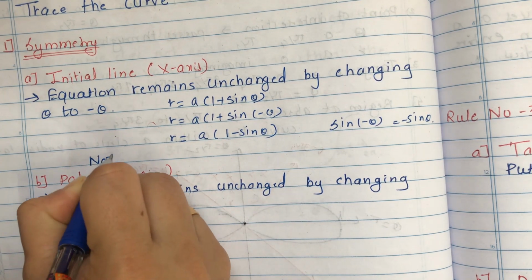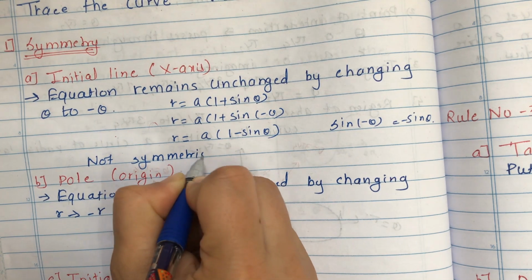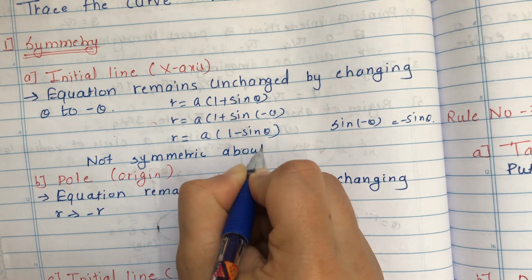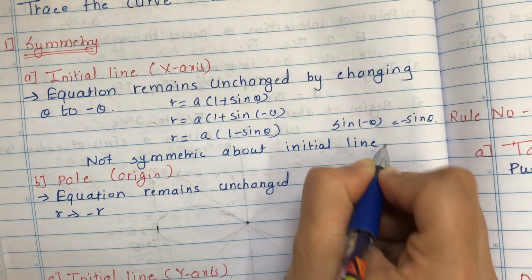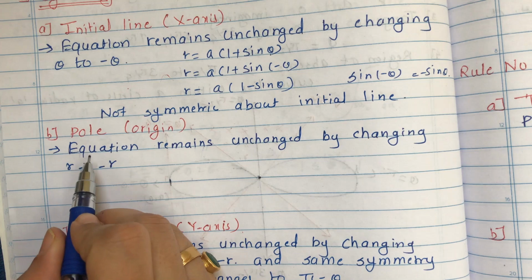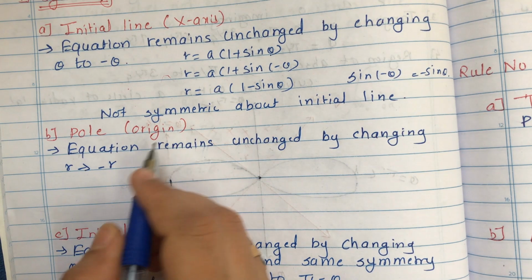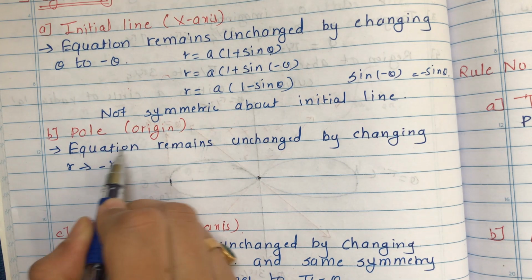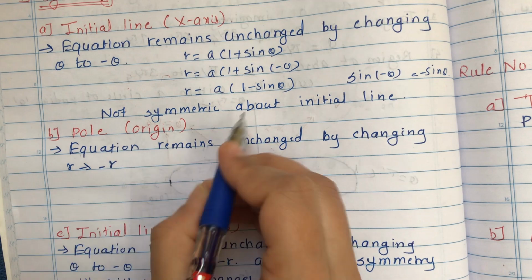So we can write: not symmetric about initial line. Then we will check whether the curve is symmetric about the pole or not. So what is the condition? The equation remains unchanged by changing r to minus r.